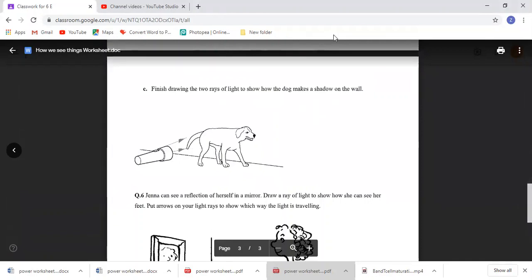Finish drawing the two rays of the light to show how dog makes a shadow on the wall. Remember, class, I'm repeating it again and again, that shadows are formed because light travels in a straight line, and when there's an opaque object in between the light source and the screen, so this wall is a screen. When this dog, which is an opaque object, is placed in between the light source and the screen, then this basically stops the light from reaching that, right?